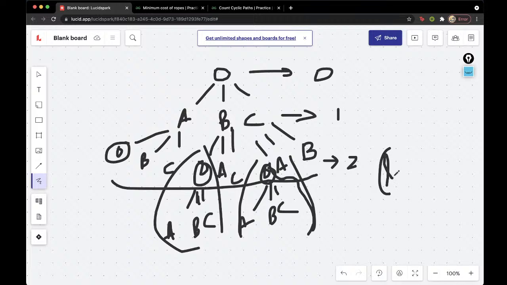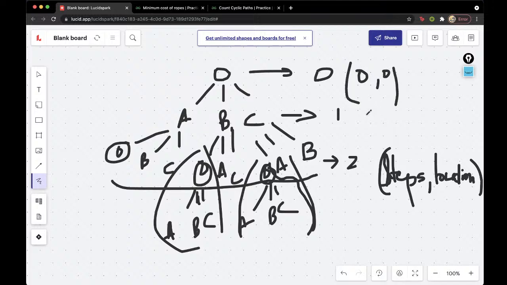which level you are in, or number of steps taken, and which location you are at. So you start off with 0 steps at O, and with 1 step you can go to (1, A), or (1, B), or (1, C), and so on. You can keep doing this.